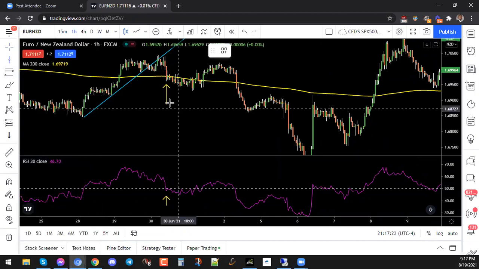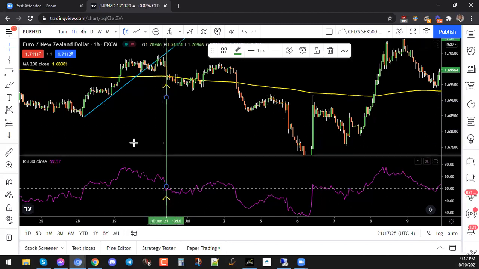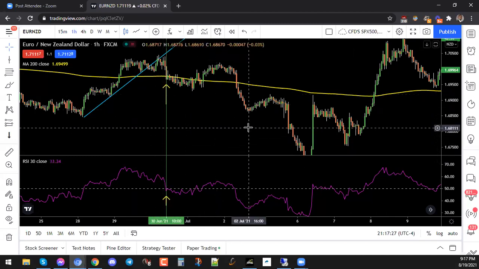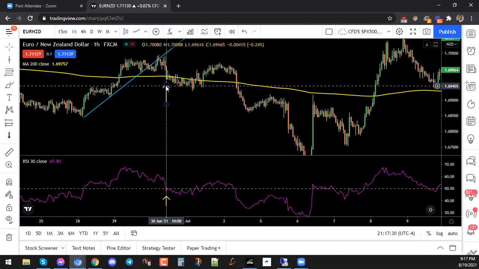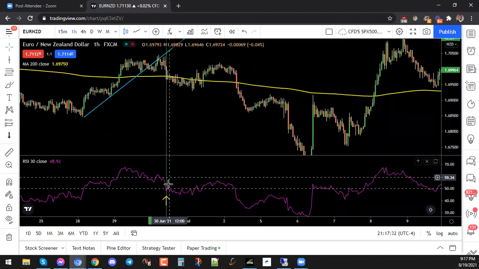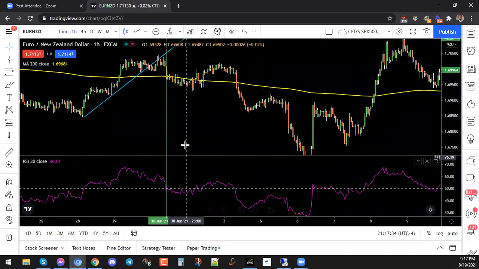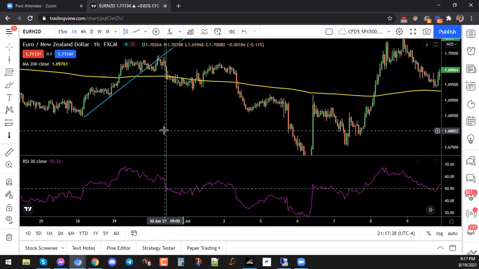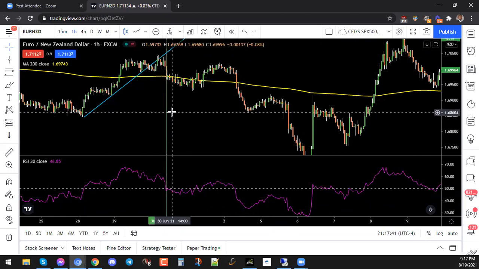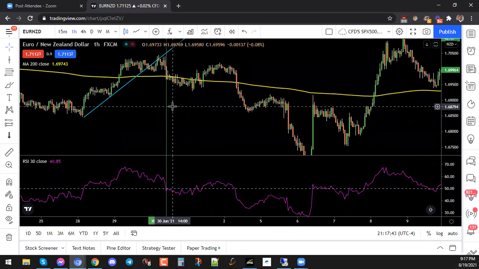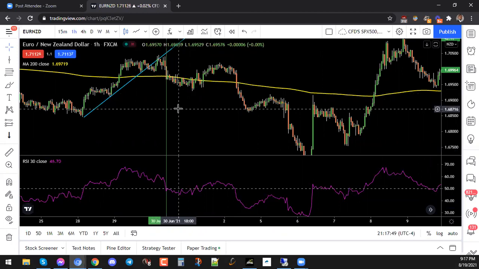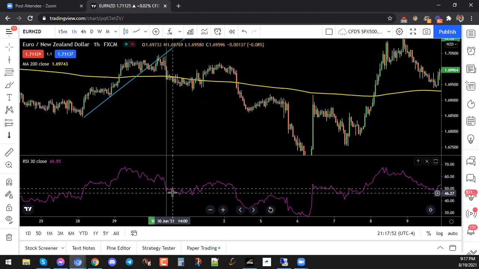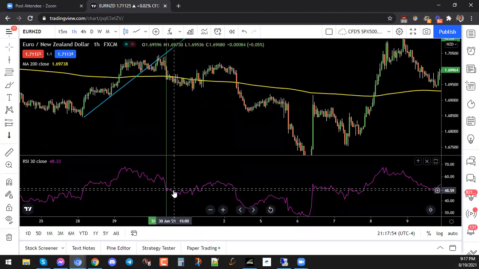I'll put in a vertical line. Good. So you can see that the candle closed below. I don't need to use the arrows. I'll use this vertical line only. Good. So you can see that this candle closed below. Now, with us having that candle close below the 50 level on the RSI, it's telling us that potentially the price could be going to the downside because we're below the 50 level, and below the 50 level is bearish.